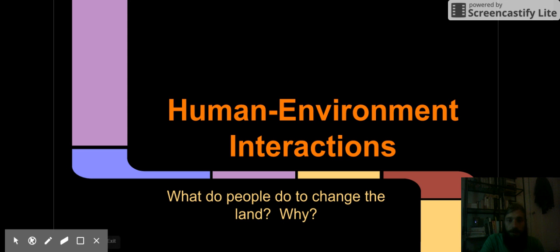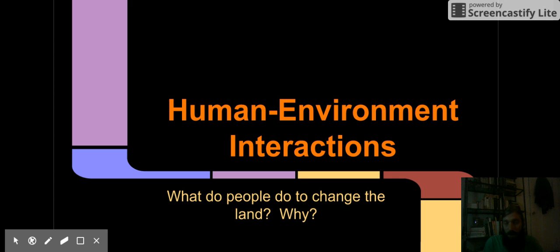So, in your worksheet for today, you should see the question up at the top that asks what changes do humans make to their environment? Why? What is the impact of those changes? So, today we're going to be looking, just like our slide says, at human environment interactions. We've talked more about the environment when we talked about the different regions. Now we're going to add humans to the mix and how humans and the land interact.